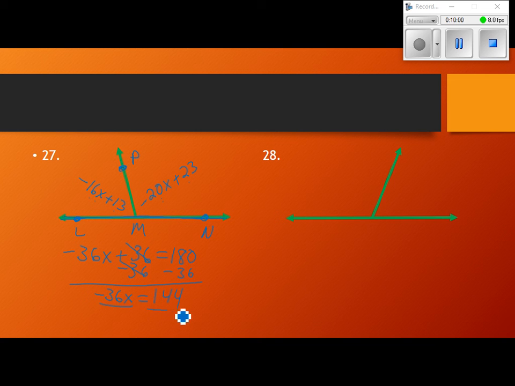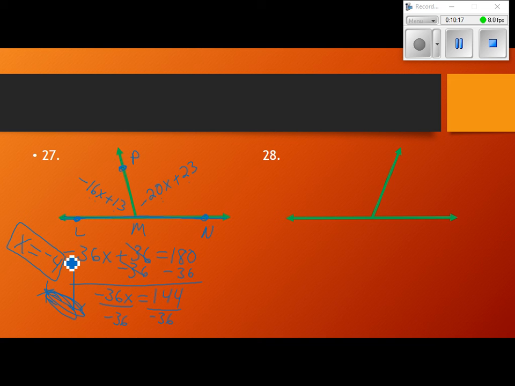Divide both sides by negative 36. And you end up with x equals negative 4. That's what x is. But they didn't ask us to find x.